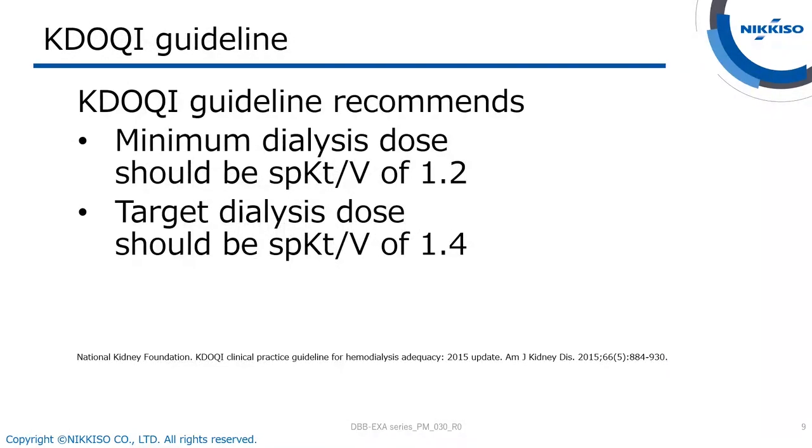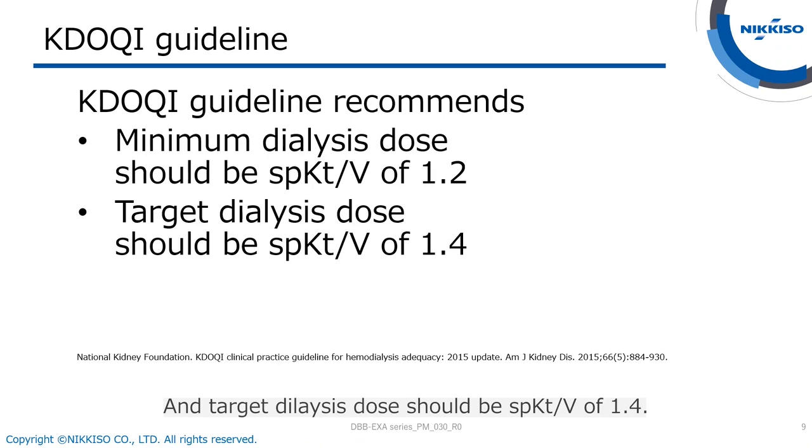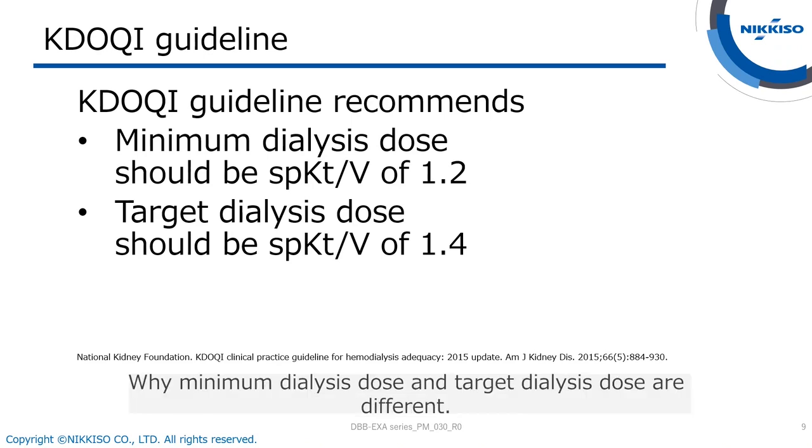KDOQI Guideline. Based on these studies, the KDOQI Guideline recommends the minimum dialysis dose should be spKt/V of 1.2, and the target dialysis dose should be spKt/V of 1.4. Why are minimum dialysis dose and target dialysis dose different?